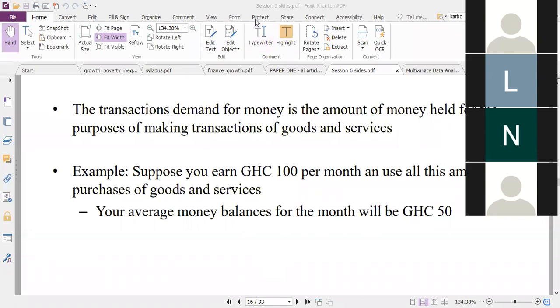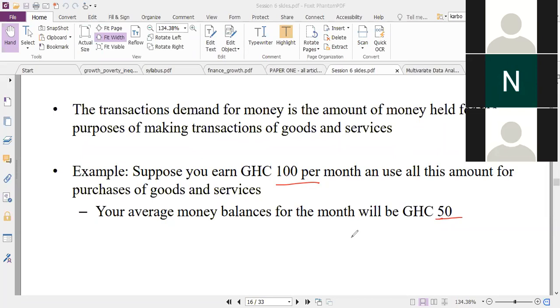Okay, so Michelle, what we are trying to say is, we were told that, suppose you earn 100 cedis per month, okay? 100 cedis per month, and you use all this amount for purchase of goods and services. I just wanted you guys to understand how we had this 50.